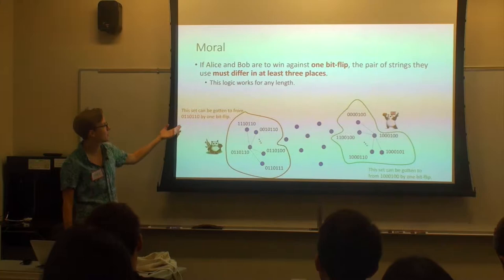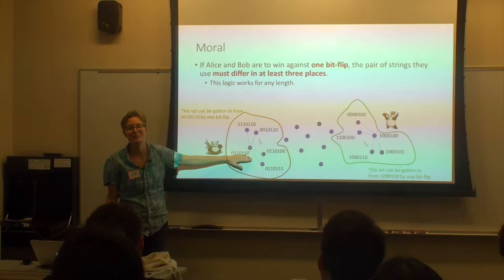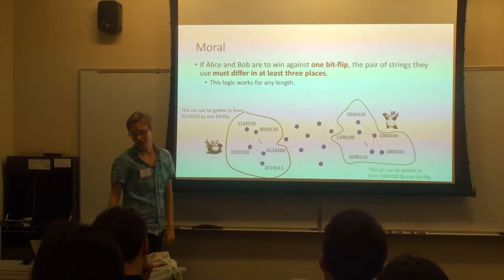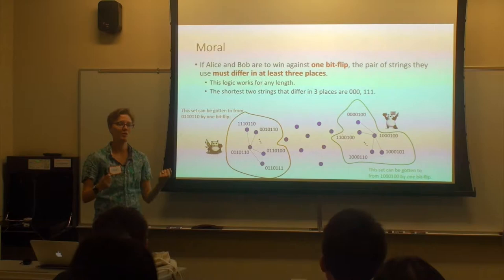And we can observe that this logic actually works for any length, like it worked for this original example that I had with way too many bits. That's why this example worked, because the strings I could get to from 0,1,1,0,1,1,0 were disjoint from the strings I could get to from 1,0,0,1,0,0. It's just that this was a really wasteful example because it used way too many bits. The shortest two strings that differ in three places are 0,0,0 and 1,1,1.